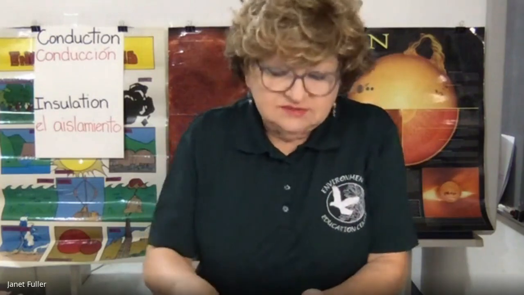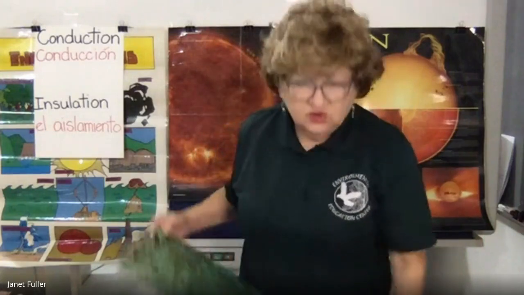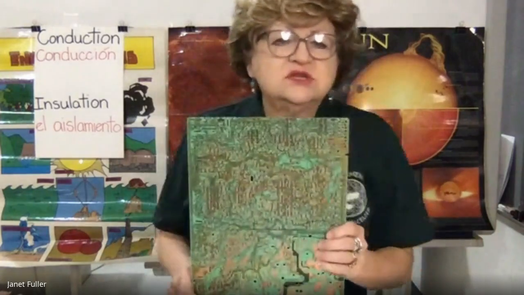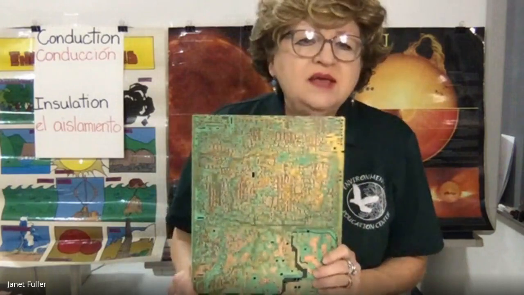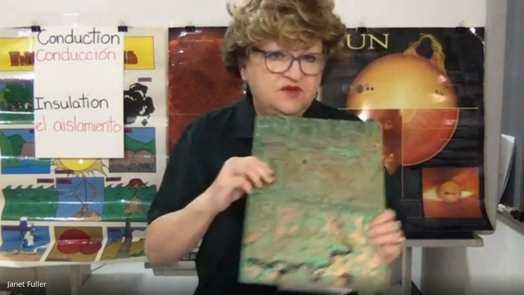So when we think about the different kinds of metals, some are better conductors than others. Gold is the best, but it's prohibitively expensive. Just about the only place that you're going to see gold being used as a conductor is on a circuit board. And that's because they're small and use a very small amount of gold.